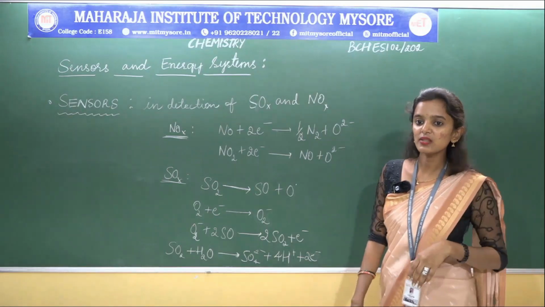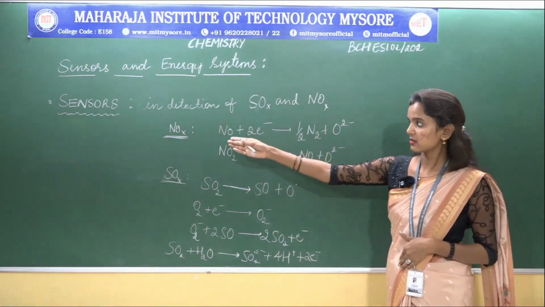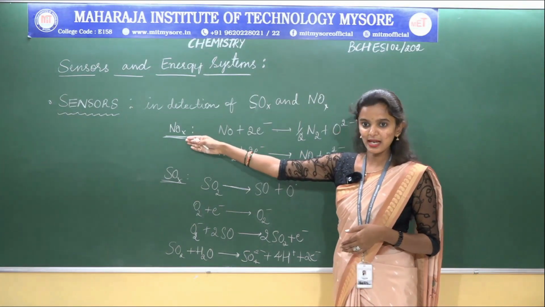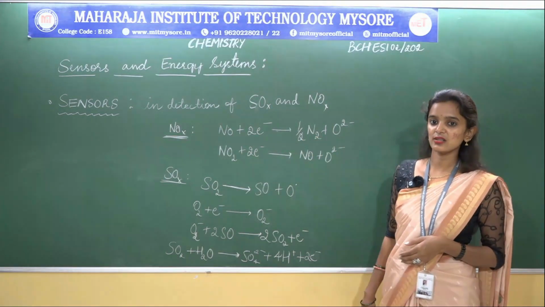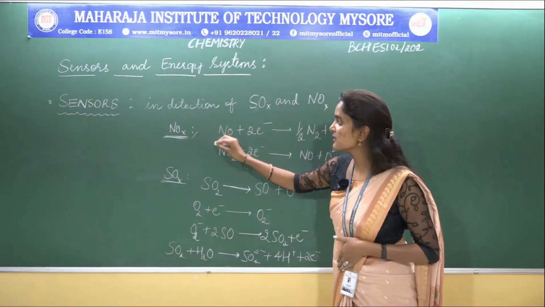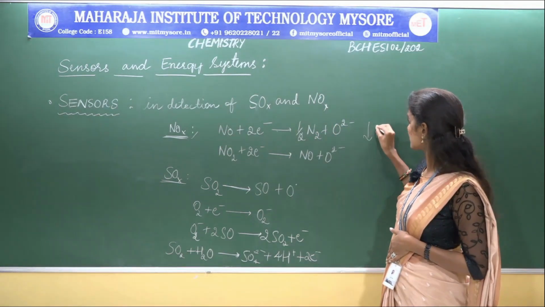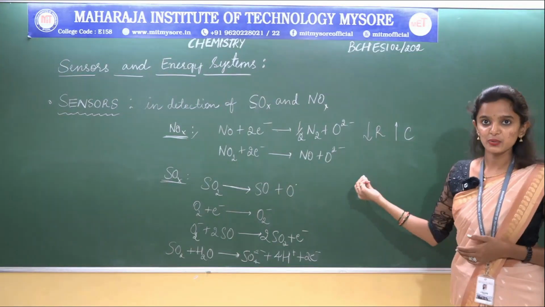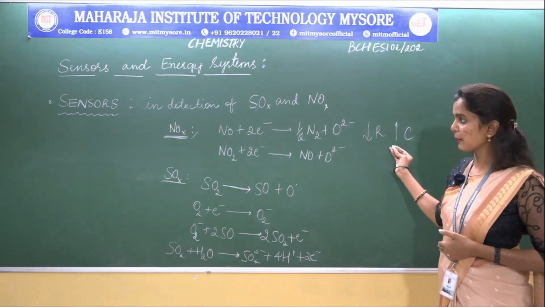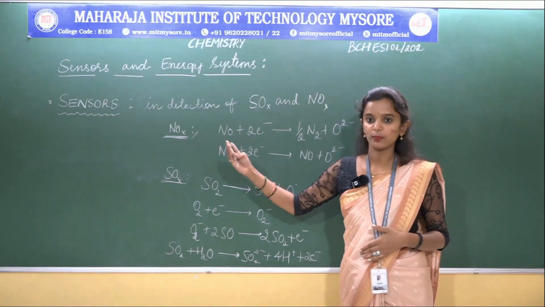So the higher the concentration of NO, that is the analyte, the toxic gas, and we could find the lesser is the resistance. Higher the toxic gas, lesser is the resistance, higher is the current produced. So this is about the detection of NO.